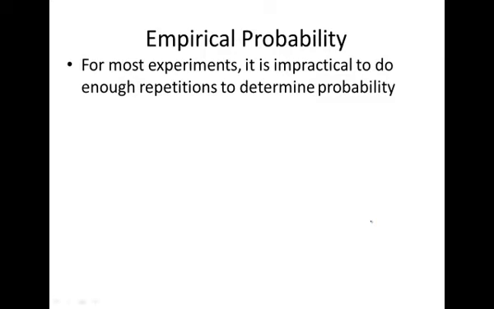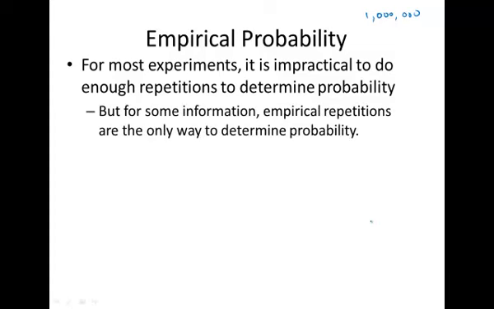Empirical probability. For most experiments, it is impractical to do enough repetitions. I mean, we're not going to be literally tossing a coin 1,000,000 times or 10,000,000 times or 100,000,000 times. But we can use computer programs to do these things. And we can also use theoretical probability because we know from previous experience and from others that the probability of getting heads is a half in general, right?